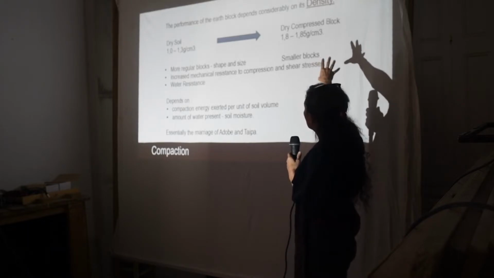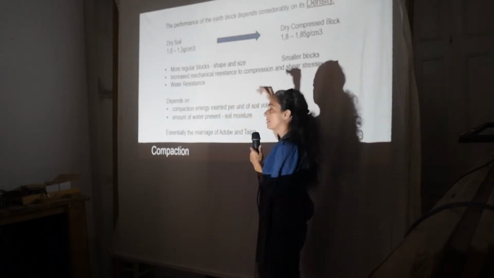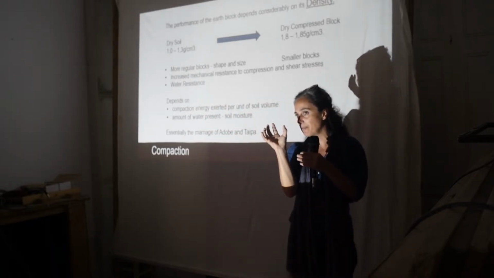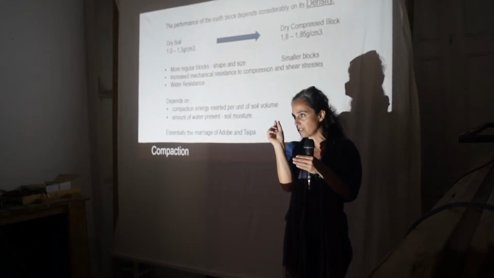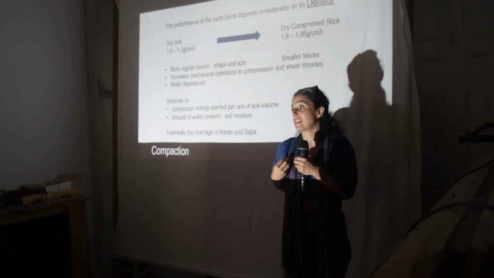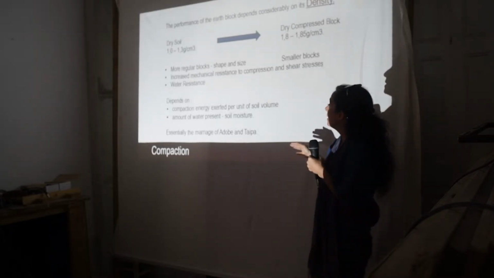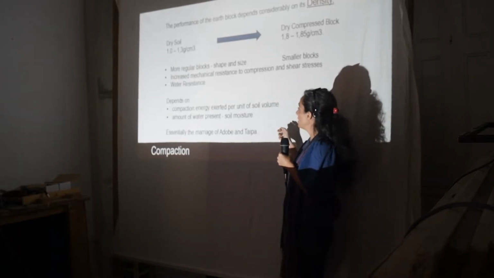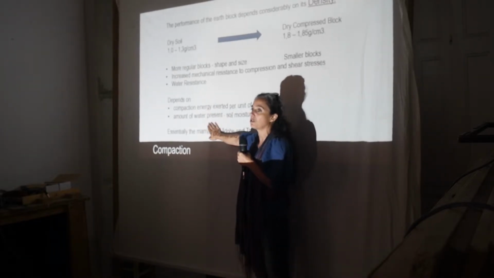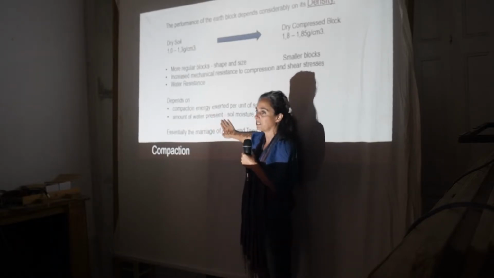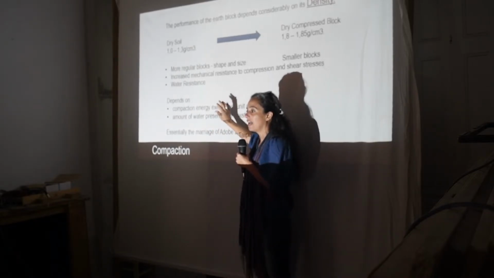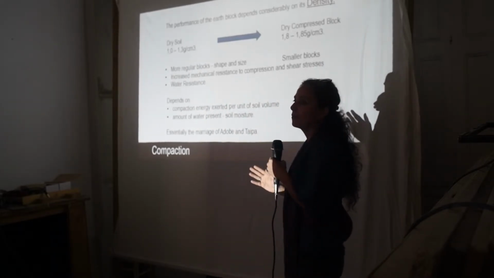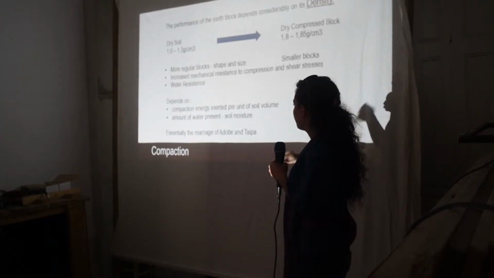So it's very important for this. Also, the resistance, of course, changes a lot, and the water resistance, because the space between the particles is less, so the water doesn't have enough space to go inside. So all this depends on the energy that you use to compress it, and it's very important to control the amount of water that you have in your mixture. So these two things are the main focus when you're making your compressed earth blocks.